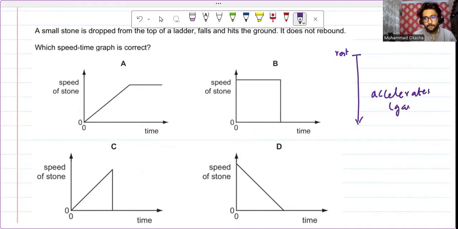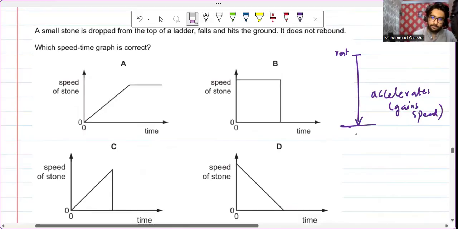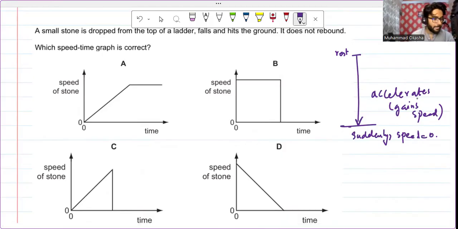Okay, which means it gains speed, right? And suddenly it stops, it hits zero, and suddenly speed is equal to zero, which means it comes to a rest. Okay. Now let's carefully analyze each graph.